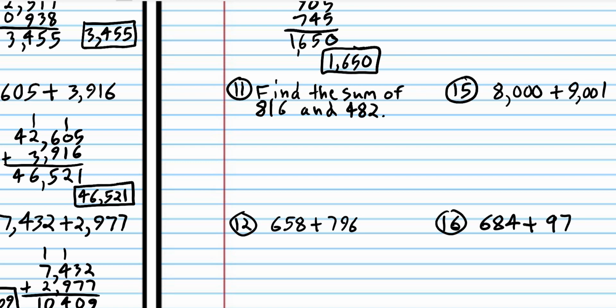All right, find the sum of 816 and 482. Now you do this problem, pause the video, and see what you can do, and then when you come back, we'll do it together. Again, remember, if they're telling you to find a sum, that means they just want you to find the number that results when you add 816 and 482 together. That's what the word sum means. It's a noun. All right, go ahead and try the problem.